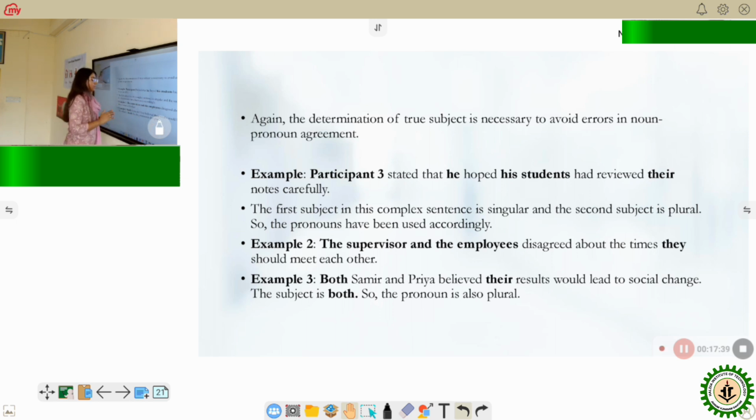Another example. Both Samir and Priya believe their results would lead to social change. The subject is not only Samir, not only Priya, but both. Both is the subject. Both Samir and Priya believed their results would lead to social change. So, since the subject is both, it is plural, so we will use their. Their results would lead to social change.